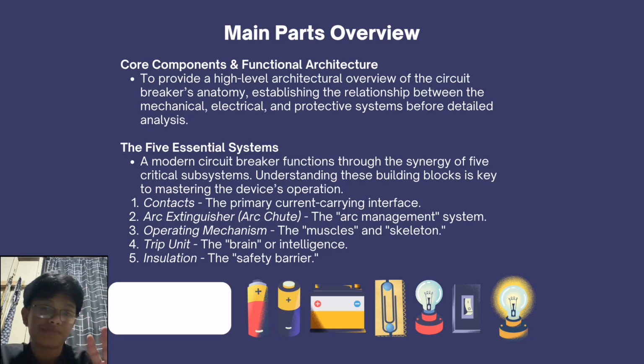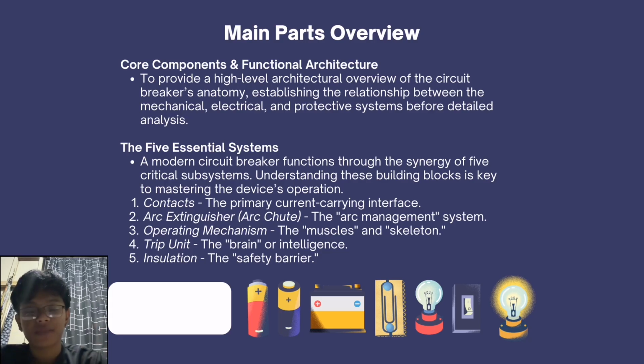Number 4. Trip unit. The brain or intelligence. The sensing and decision-making component. It monitors current flow and signals the operating mechanism to trip when it detects overload or short circuits. In the electronic version, it offers adjustable protection curves and communication capabilities.